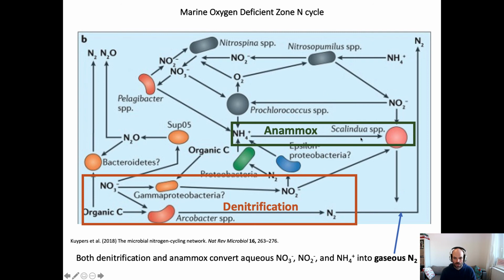Anammox is up here. It's only carried out by one particular group of bacteria, especially those in this genus Scalindua in the phylum Planctomycetes. And here it's shown ammonium and nitrite being combined to form N2, which leaves the system. So this nicely shows how both anammox and denitrification result in N2.